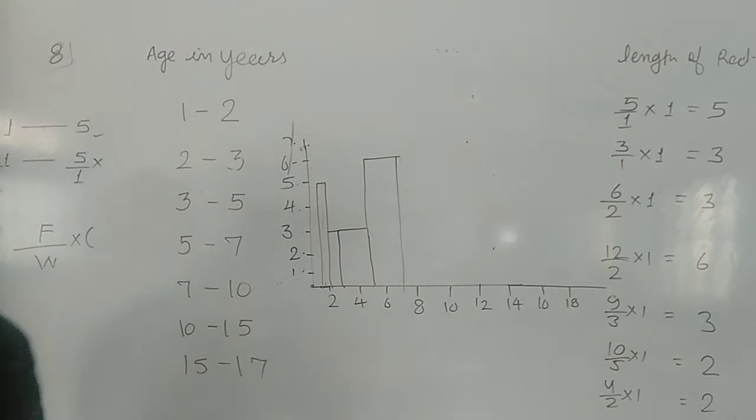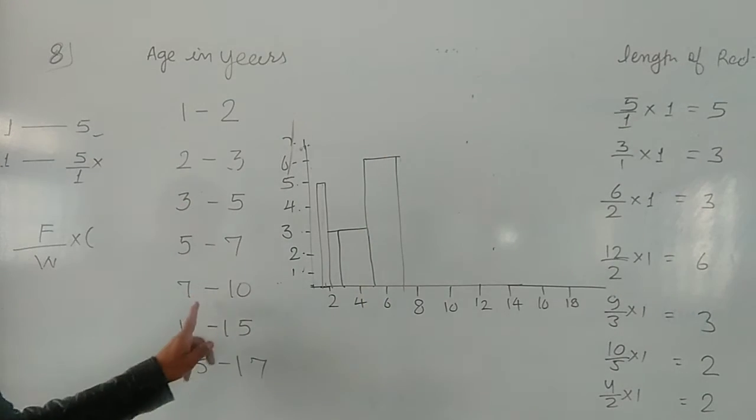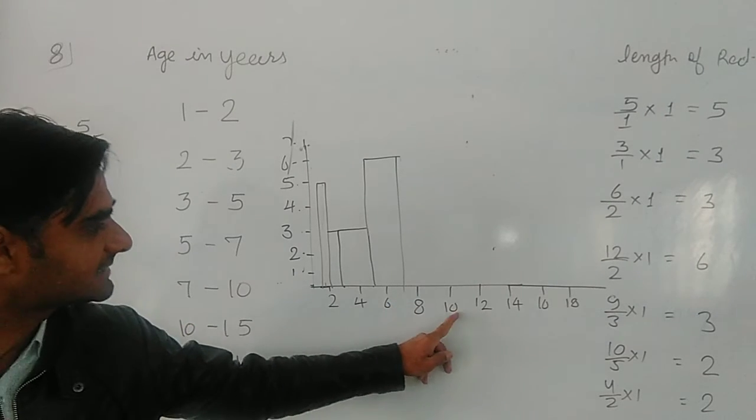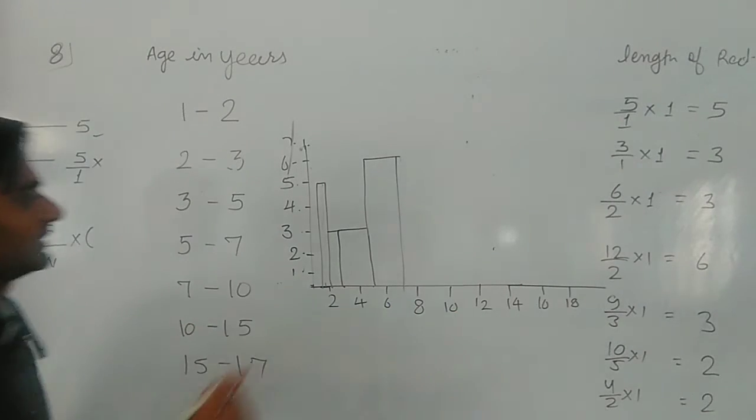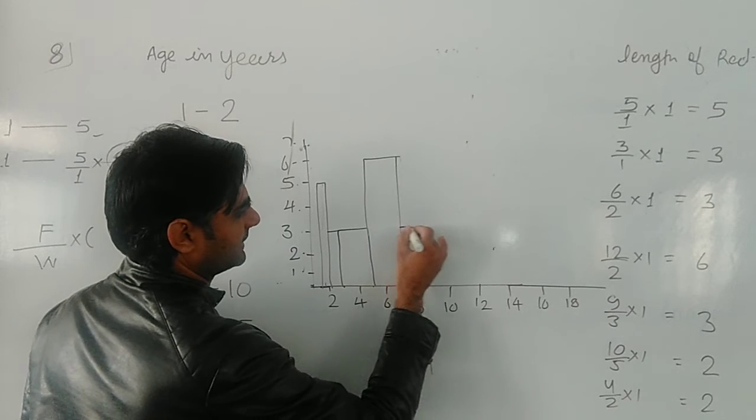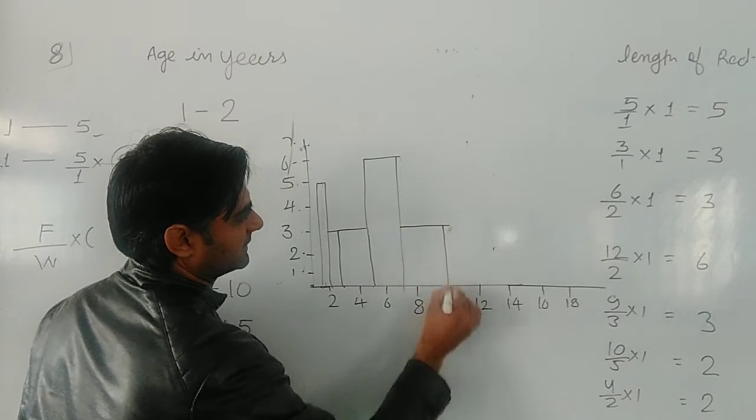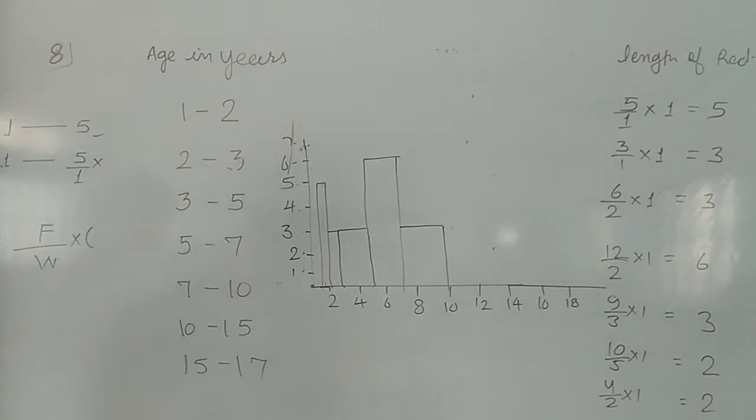Like this. Next one is 7 to 10. This is 7 and this is 10. Height is 3. So 7 to 10, height is 3. You can take like this here. Next, 10 to 15 and height is 2.